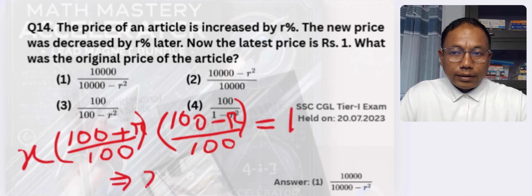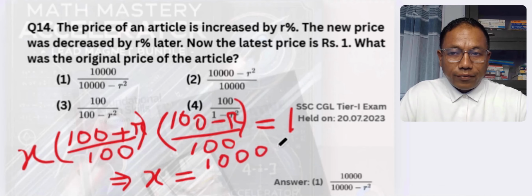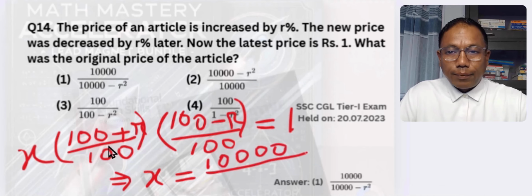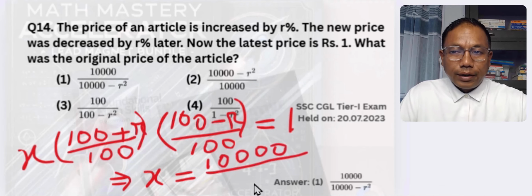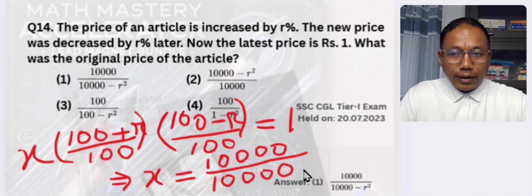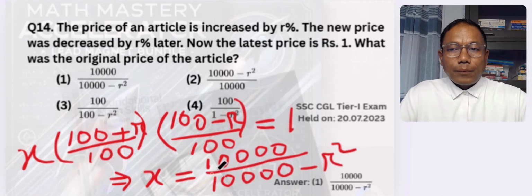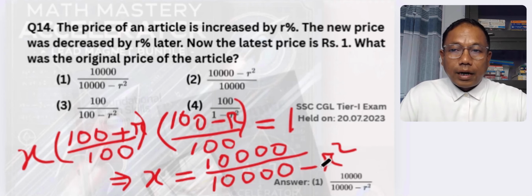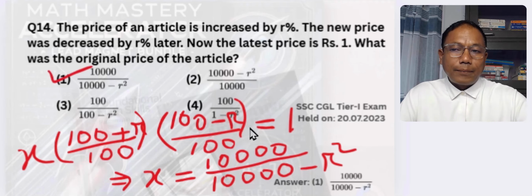Therefore, X is 100 into 100, which is 1 with 4 zeros, by applying (A plus B) into (A minus B), which is A square minus B square. 100 square is 10,000 minus R square. We have 10,000 by 10,000 minus R square. Option 1 is the right answer.